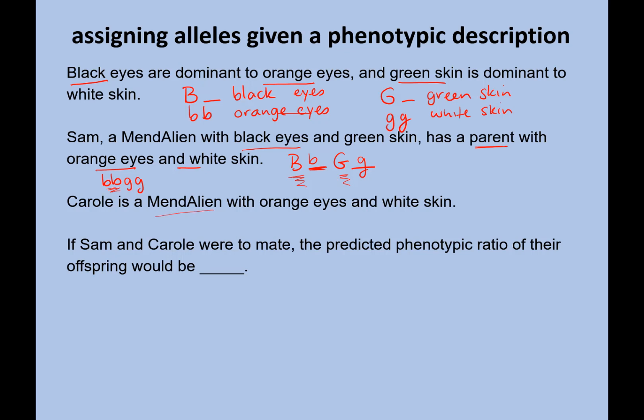Carol is a Mendelian with orange eyes. So I look back up here. Orange is little b, white skin. Okay, so there's no choices for her genotype. It has to be that way. If Sam and Carol were to mate, predict the phenotypic ratio of their offspring, right? So phenotypic is going to be the description. And we're going to talk about ratios in class, how many of these you get, how many of those you get.